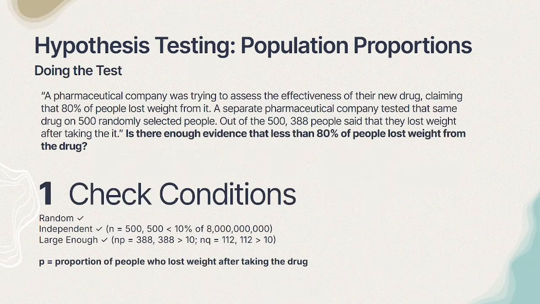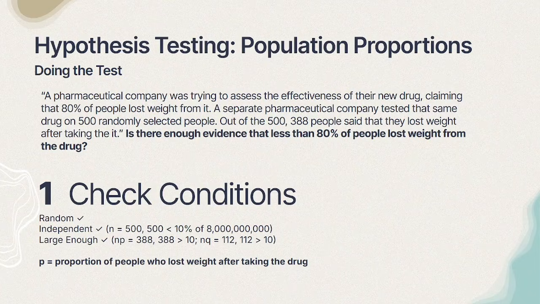Let's walk through a real example. A pharmaceutical company claims that 80% of people lose weight from their new drug. A separate company tests 500 randomly selected people and 388 of them report losing weight. Is there enough evidence that less than 80% of people actually lose weight from the drug?